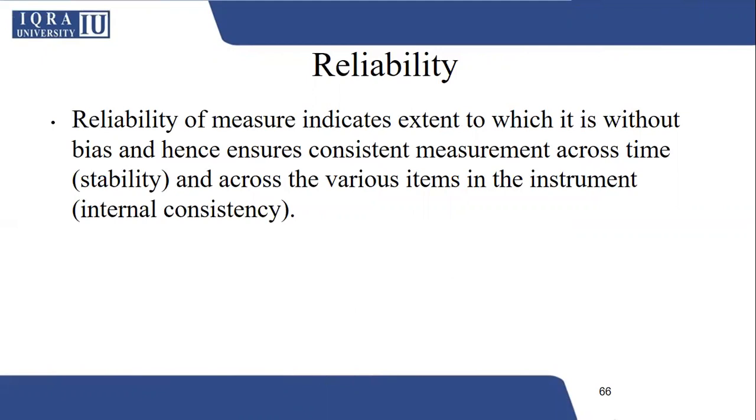Here comes reliability. Reliability of a measure indicates the extent to which it is without bias and hence ensures consistent measurement across time, that is stability, and across various items in the instrument, called internal consistency. In other words, the reliability of measures indicates the stability and consistency with which the instrument measures the concept and helps to assess the goodness of measure.